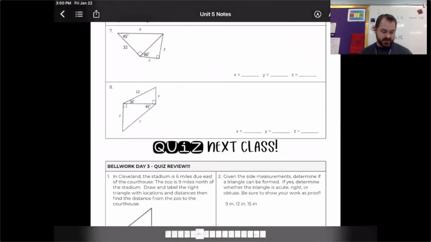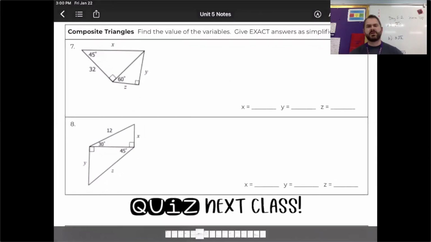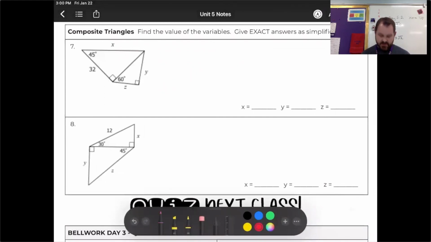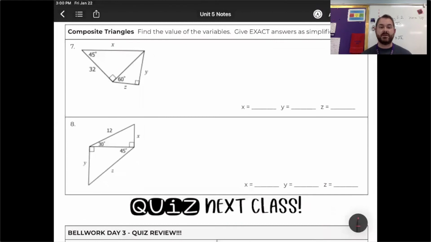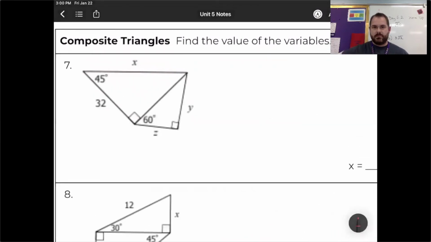Okay, we've got just a little bit more here. These are our composite triangles. The word composite just means we're composing them, putting them together. So we're going to combine all the rules that we've just used to find these missing pieces. What you want to do is start with the triangle, out of all the triangles given in the picture, that you know the most about. Then find those values and use those to move on towards the triangle you know the least about.